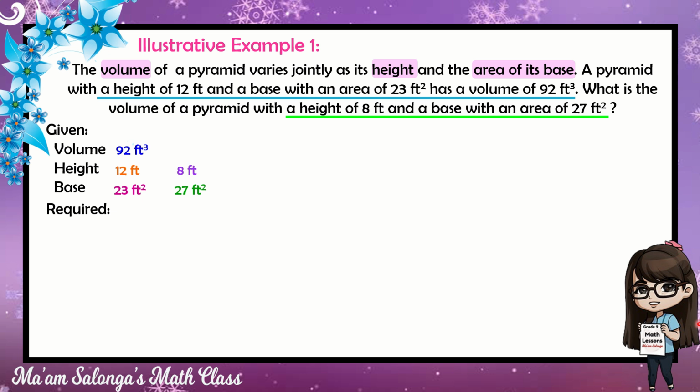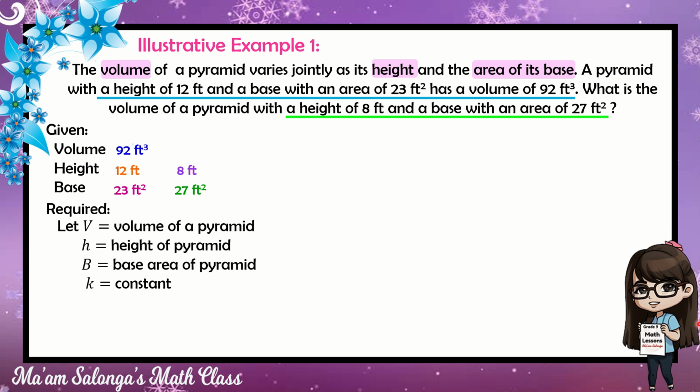So, as required, we need to assign variables for these quantities. So let capital V be equal to the volume of a pyramid, H be height of a pyramid, capital B be equal to base area of a pyramid, and K be equal to the constant. So let's create a table. We will put the dependent variable below the table, then the two independent variables.